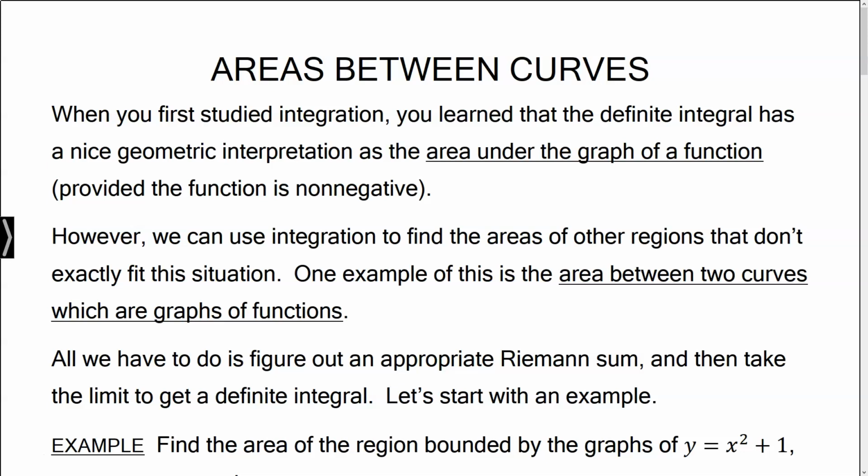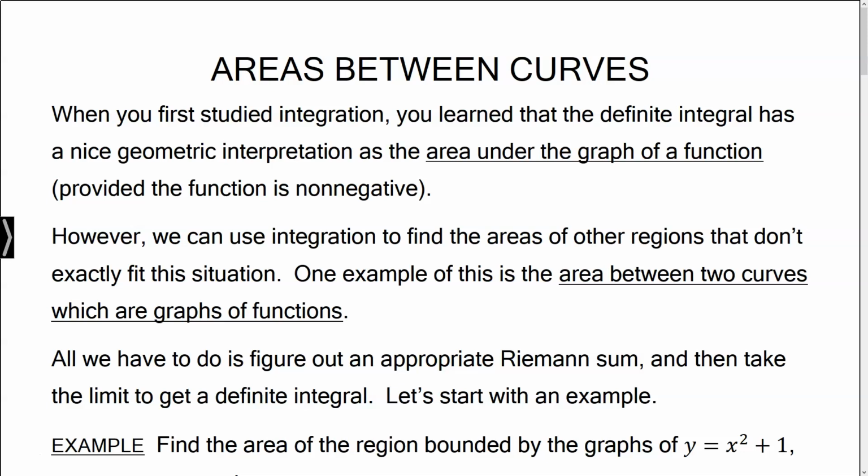But we can use integration to find other areas, so other regions that don't exactly fit this situation. And one good example of this is the area between two curves, where each of the curves are graphs of functions. For all of these applications, not just area between curves, but for different physics applications that we'll do later, what we have to do is set up a Riemann sum, and then take a limit. And anytime you take a Riemann sum and you take the limit of it, you get a definite integral. That's what the definition of the definite integral was. It was defined as a limit of Riemann sums.